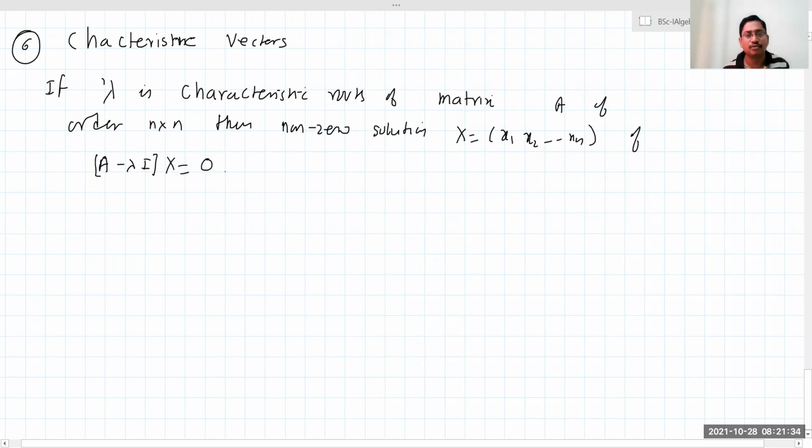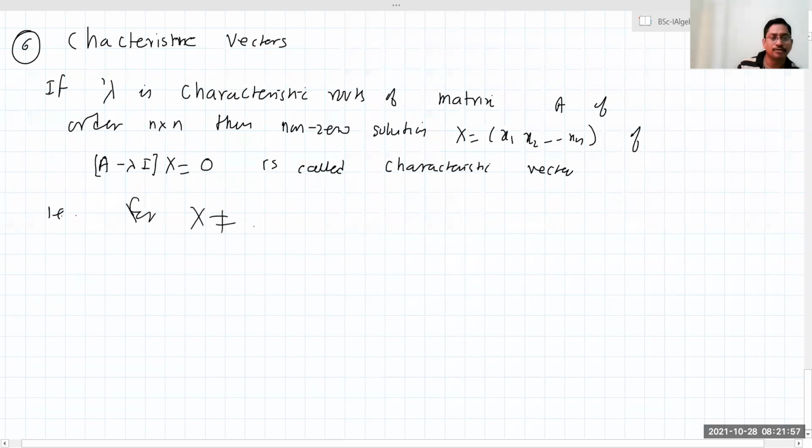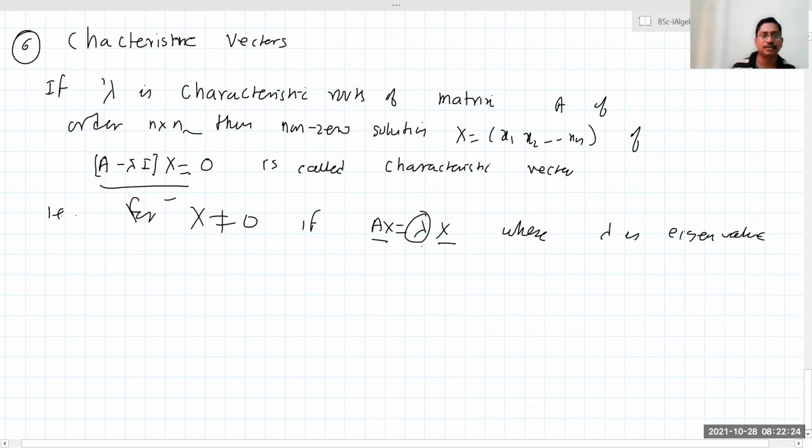The non-zero solutions of this homogeneous system are called the characteristic vectors. That is, for non-zero x, if Ax becomes lambda x, where lambda is an eigenvalue, that means A times x minus lambda times x equals zero. If for an eigenvalue lambda you can find such an x that A multiplied by x gives lambda times x, then lambda is the eigenvalue and x is the eigenvector, or it is called a characteristic vector, corresponding to lambda.